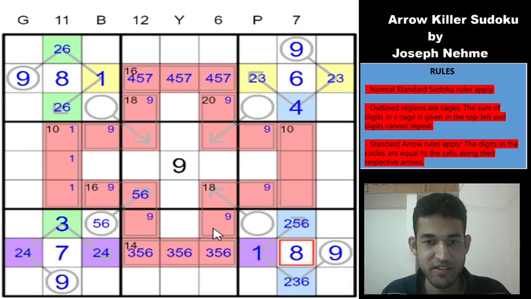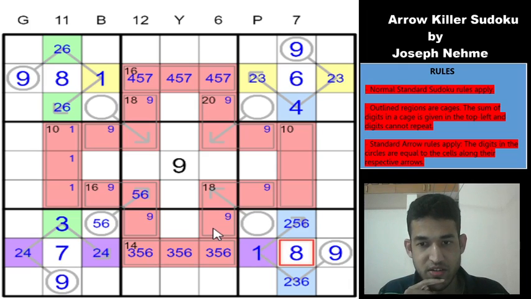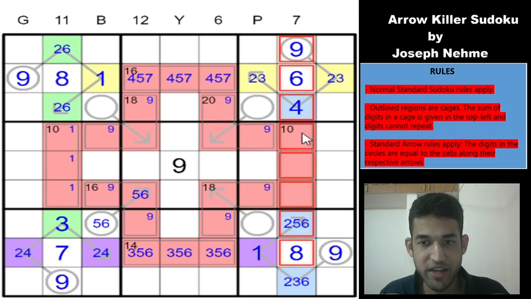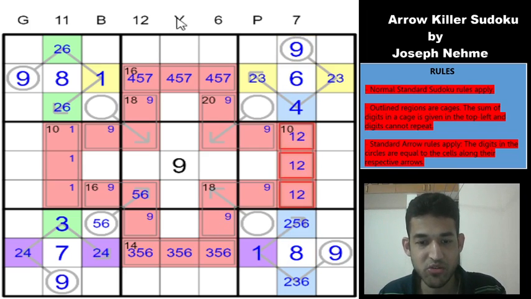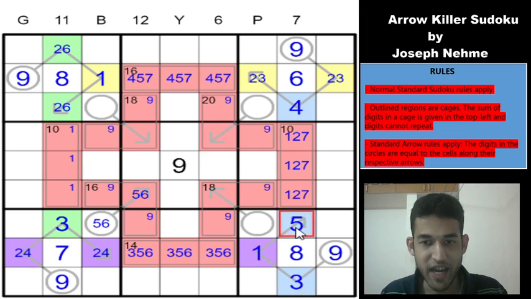Superb. And now 7 has to be inside the 10 cage in column 8, which means that these 3 cells must be 1, 2 and 7. And now this must be 5 plus 3. Superb. There is only one option. So this is 5, this is 3. And this 5 immediately gives a 6 and a 6 here.